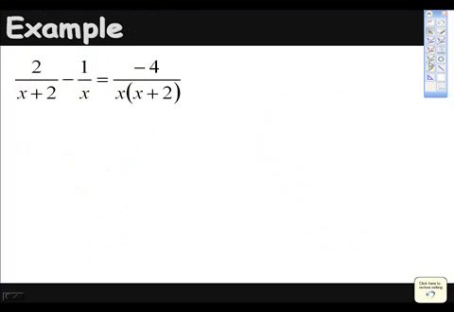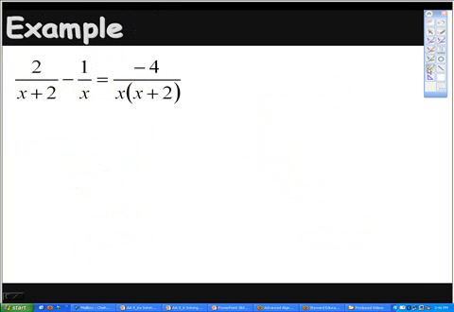Next example. Notice I have all these denominators. I have an x, I have an x plus 2, and I have one that has both. So my LCD is just that x times x plus 2, so I'm going to multiply everything by x times x plus 2 to clear out the fractions. Same thing on this side, I'm multiplying by x times x plus 2.